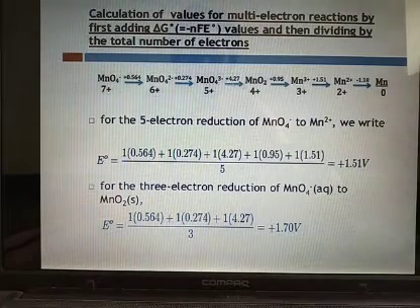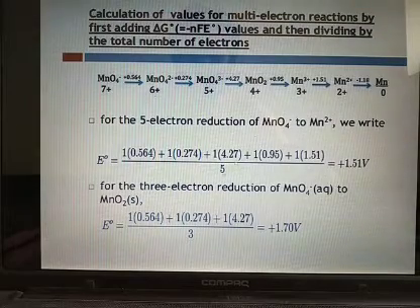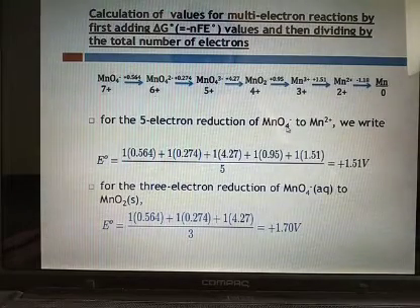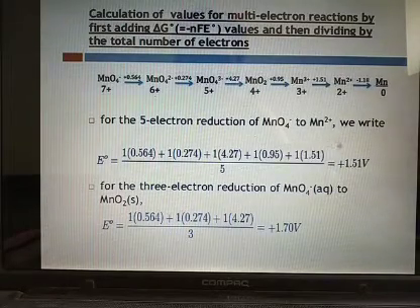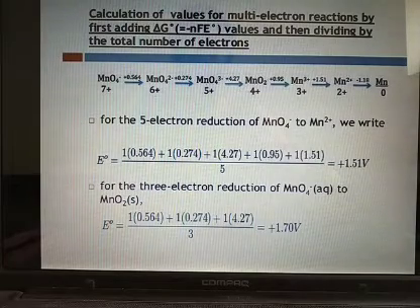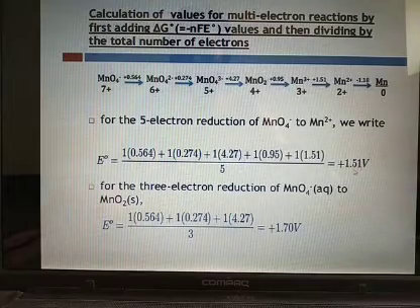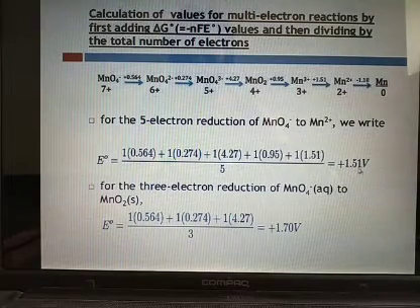Then you have to write all the electrode potentials here, then divide by 5, because the oxidation state of MnO4- is +7, and Mn2+ is +2. So totally 5 different oxidations we come across between these two, then divided by 5, Mn +7 to +2, it will show +1.51 volts.